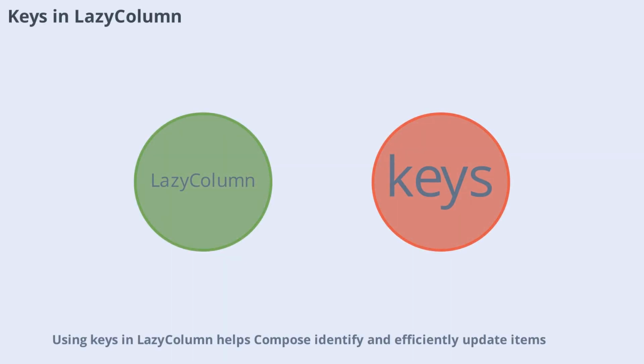Using keys in LazyColumn helps Compose identify and efficiently update items, preventing UI glitches. Keys allow Compose to track individual items, ensuring smooth animations and updates. This practice is especially important when dealing with dynamic lists, as it avoids unnecessary recompositions and improves performance. Mastering keys is essential for building responsive list-based UIs.